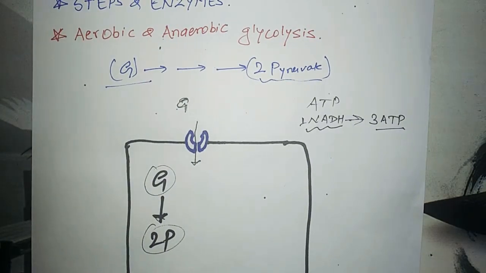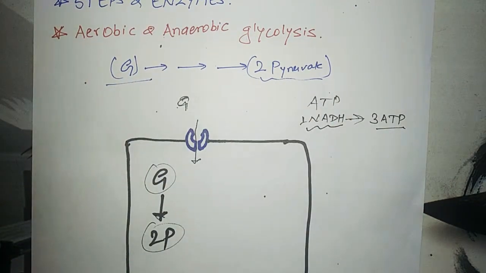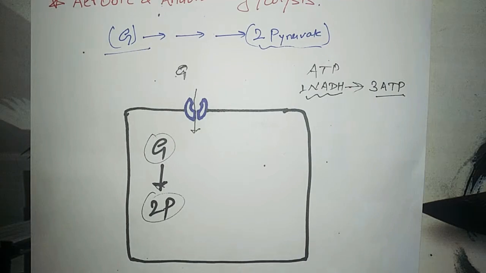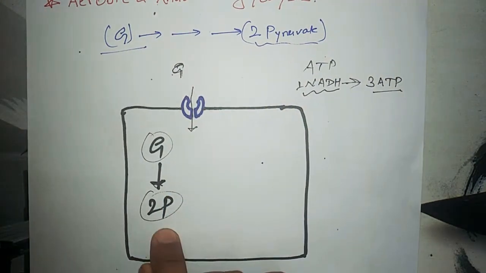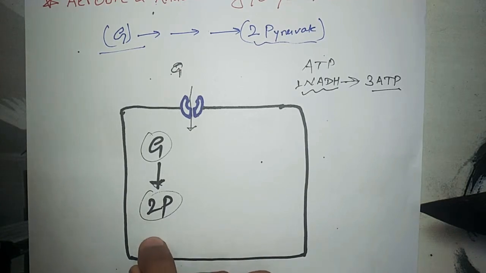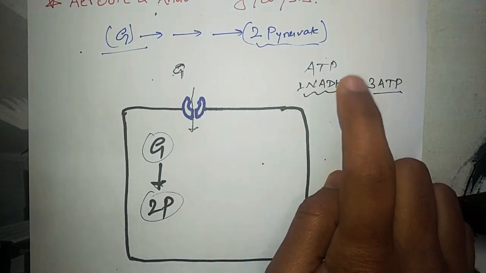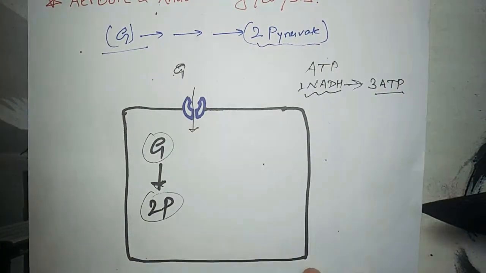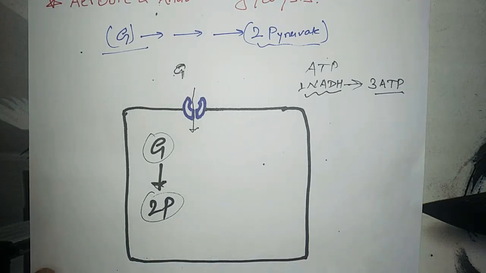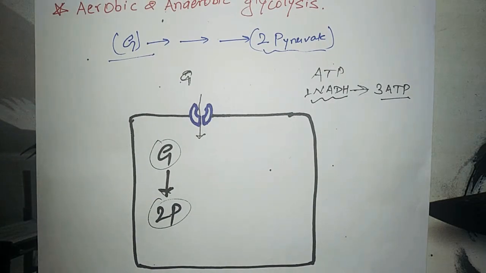Up to now, we came to know what glycolysis is. Glycolysis simply means glucose breakdown into two pyruvate by a multiple-step process, and this glycolytic pathway occurs in the cytoplasm of the cell in order to release energy, and that released energy is captured in the form of ATP and NADH. Now, let's see the steps and enzymes of glycolysis.